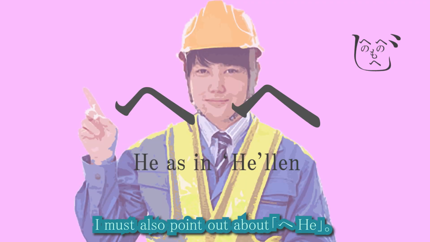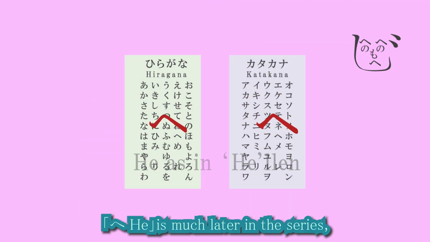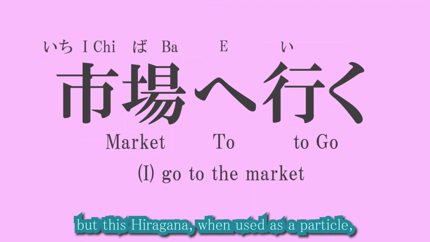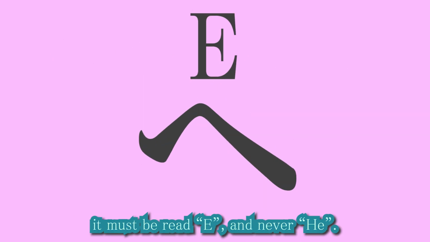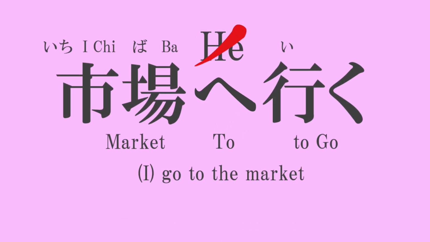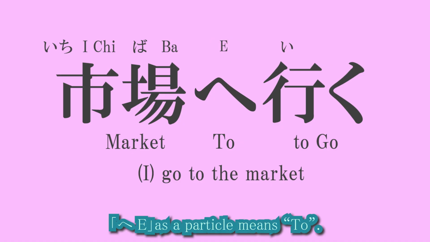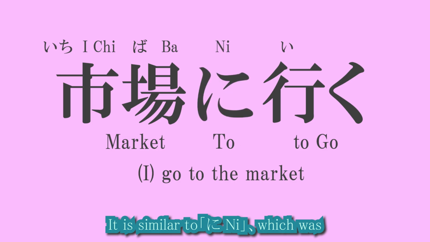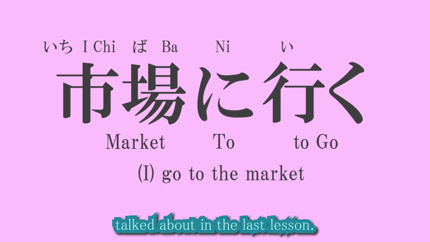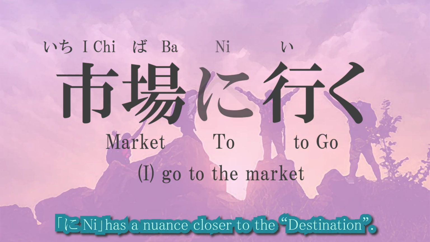I must also point out about he. He is much later in this series, but this hiragana, when used as a particle, must be read e and never he. This is a solid rule, no exception. E as a particle means to. It is similar to ni, which was talked about in the last lesson. E has a nuance closer to toward. Ni has a nuance closer to the destination.